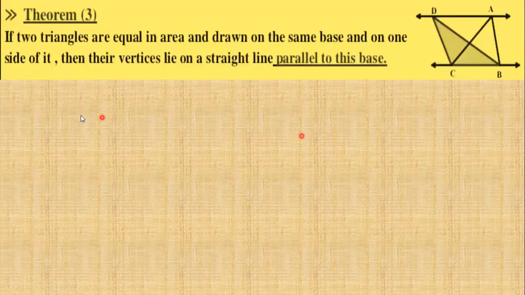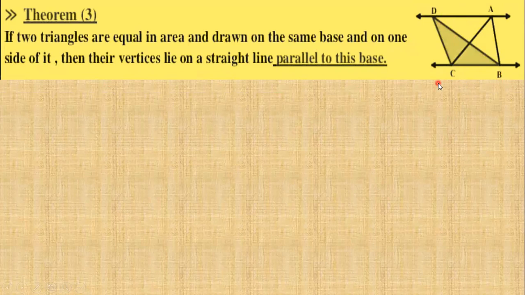Theorem number three: if two triangles are equal in area and drawn on the same base and one side of it, then their vertices lie on a straight line parallel to this base. Here we have two triangles ABC and DCB. If they are equal in area, the straight lines AD and BC must be parallel, because the two triangles are constructed on the same base BC.